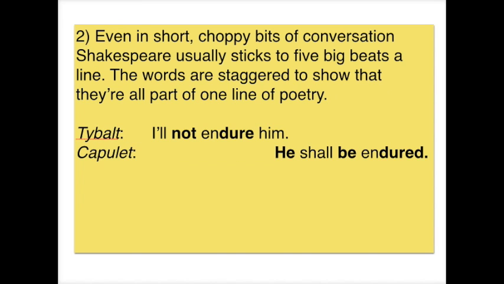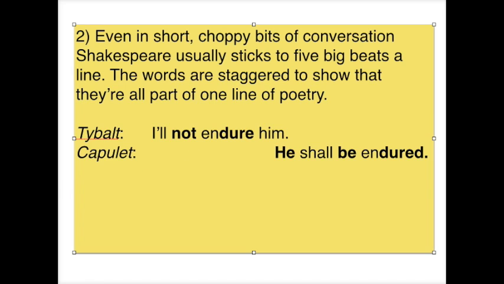That's how that looks. Even in short, choppy bits of conversation, Shakespeare usually sticks to 5 heavy stresses, 5 big beats to a line. But the words are staggered to show that they're all part of one line of poetry. So there'll be a gap here in the printed editions to show that this line ending in "endured" is part of this line first spoken by Tybalt: "I'll not endure him." "He shall be endured." We put that together, that would be 5 poetic feet in the iambic pattern.